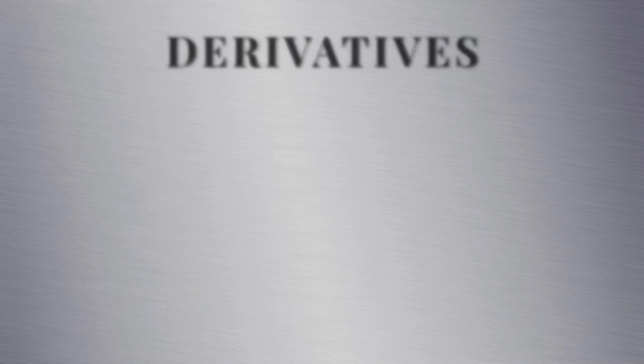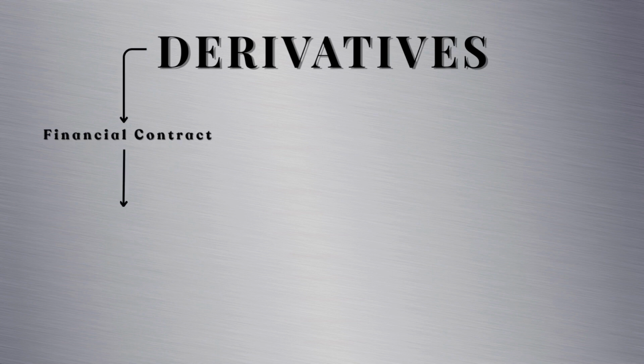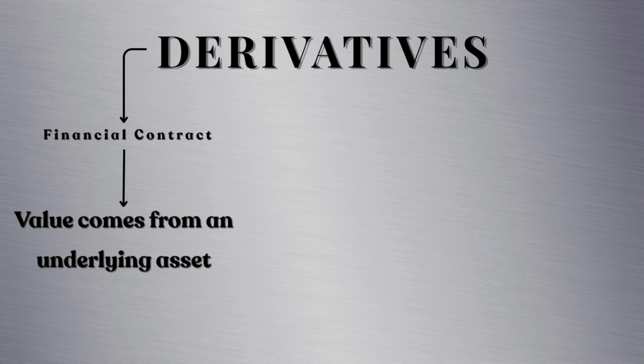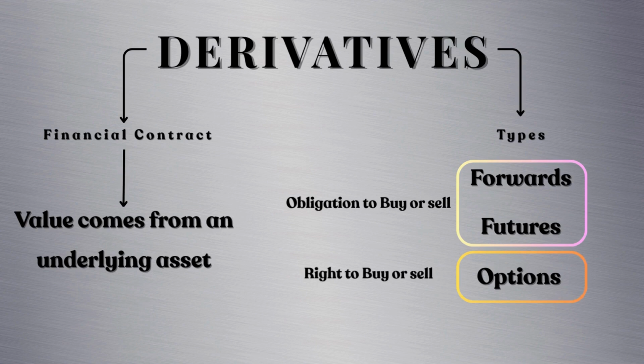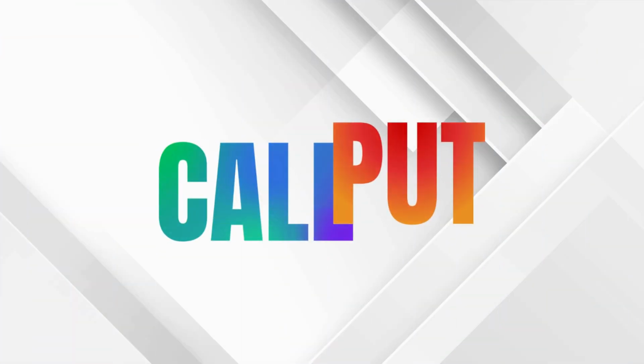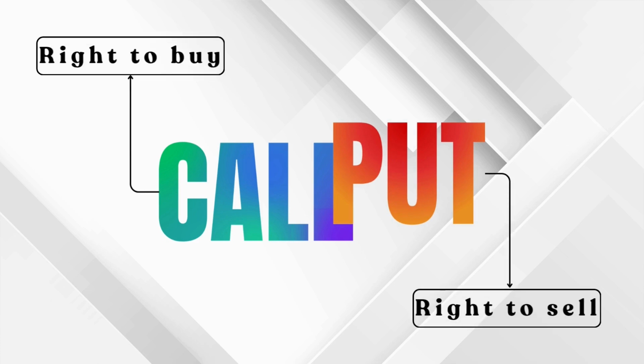In our previous sessions, we first understood what derivatives are. We said a derivative is a financial contract whose value comes from an underlying asset. Then we discussed the main types of derivatives such as forwards, futures, and options. Forwards and futures create obligation. Options give a right, not an obligation. Then we clearly differentiated between calls and puts. A call option gives the buyer the right to buy. A put option gives the buyer the right to sell.